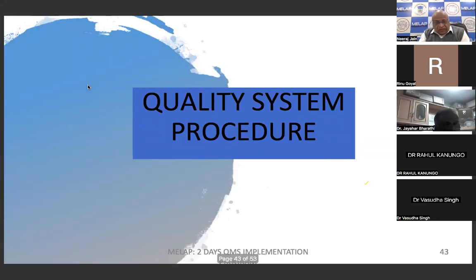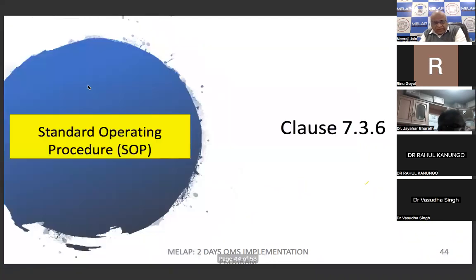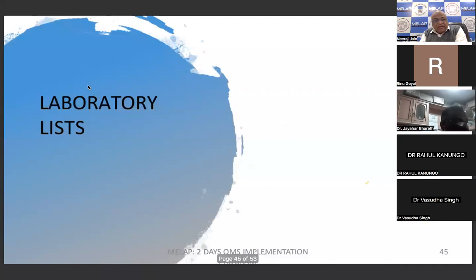Wherever a study asks for a quality system procedure, you have to develop it. We will have one session on documentation also. There we will discuss all these things in detail. You have to develop SOPs. This is the requirement of clause 7.3.6. Certain lists.